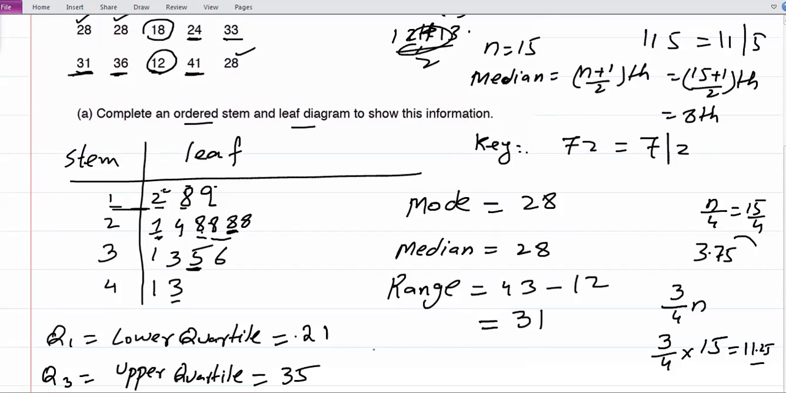And if you are asked to find the interquartile range, IQR, the interquartile range is Q3 minus Q1. That is there already, 35 minus 21, which is 14. That is your stem and leaf diagram. Let's take another example for further practice.